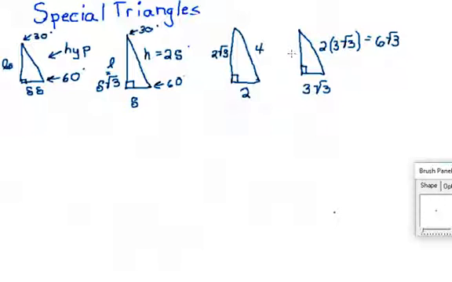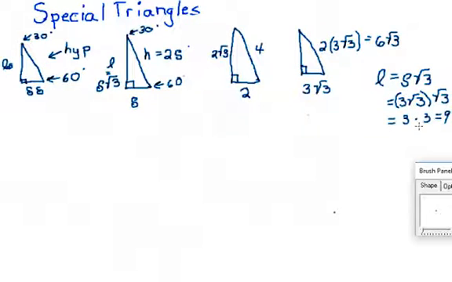And the long leg, I'm going to work out over here. L equals the short leg times the square root of 3. If the short leg is 3 square root of 3, and we multiply that by the square root of 3, then we get 3 times 3, which is equal to 9. So those are the easier examples.